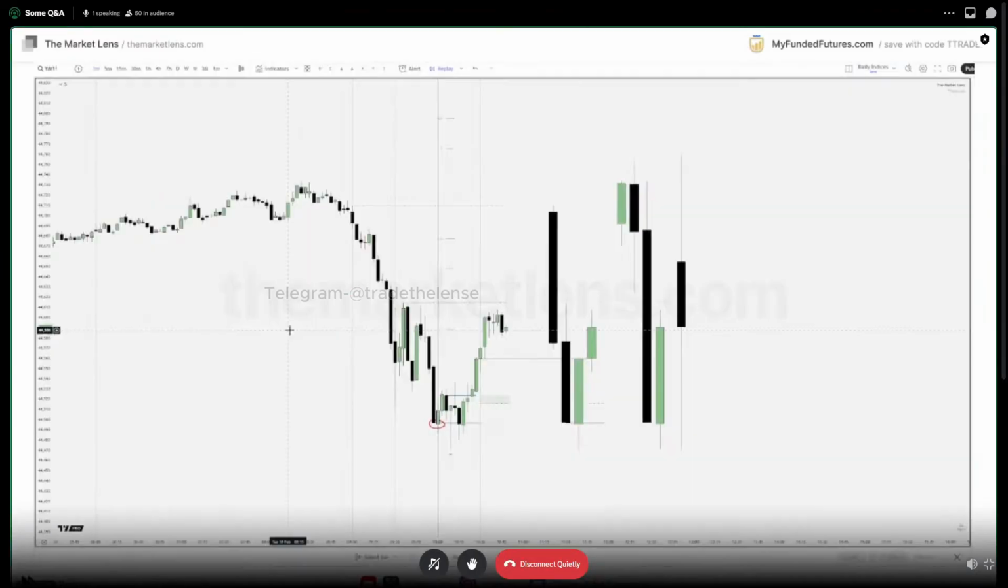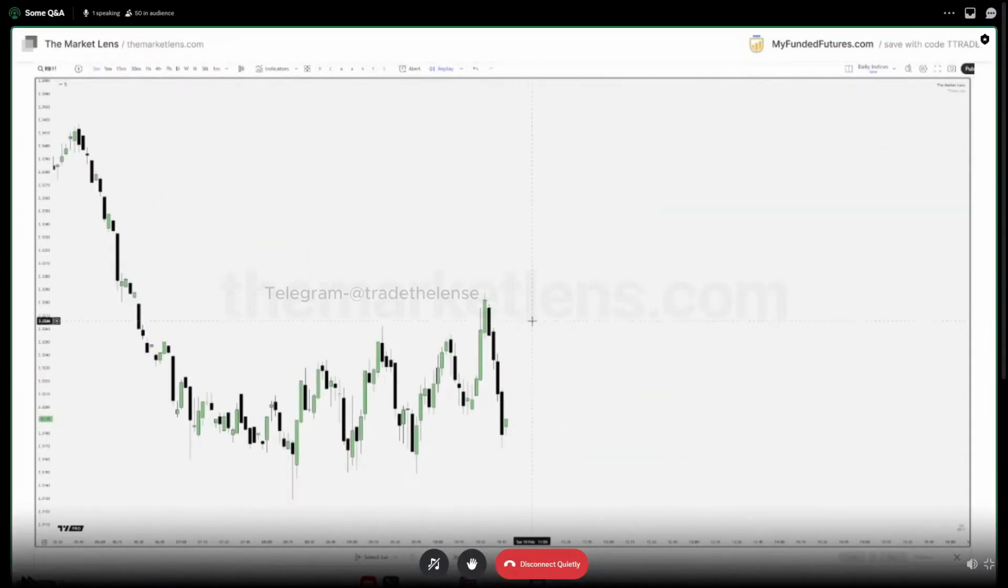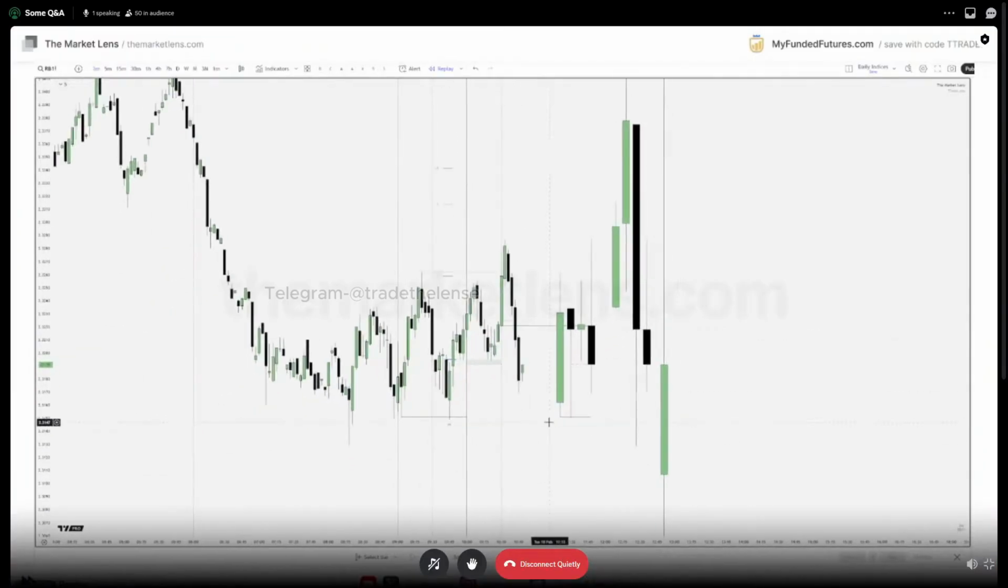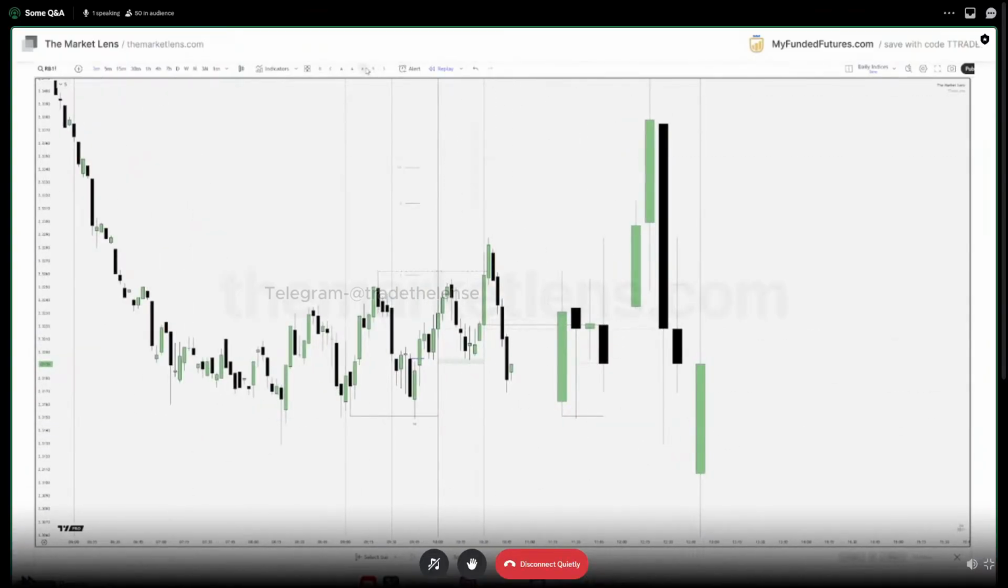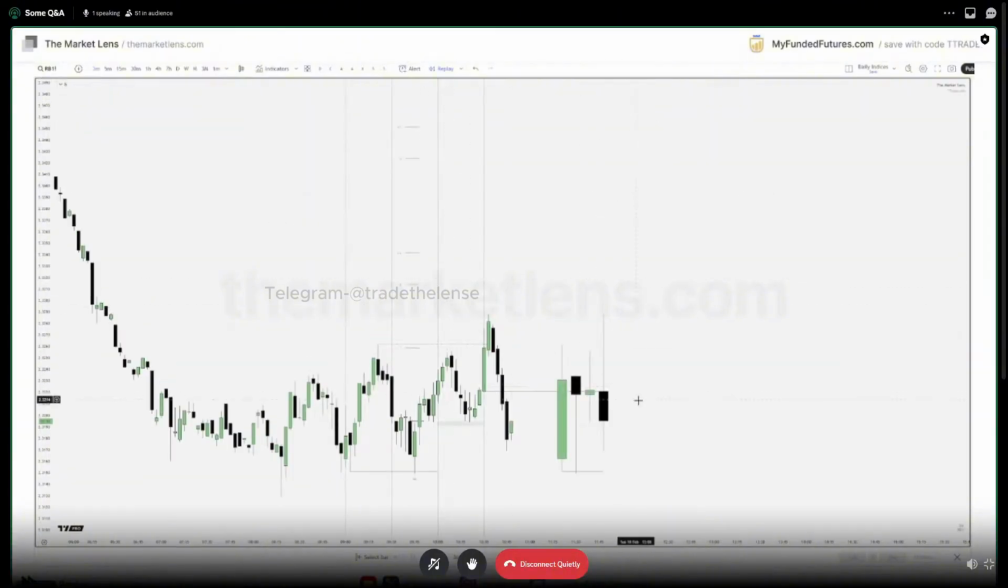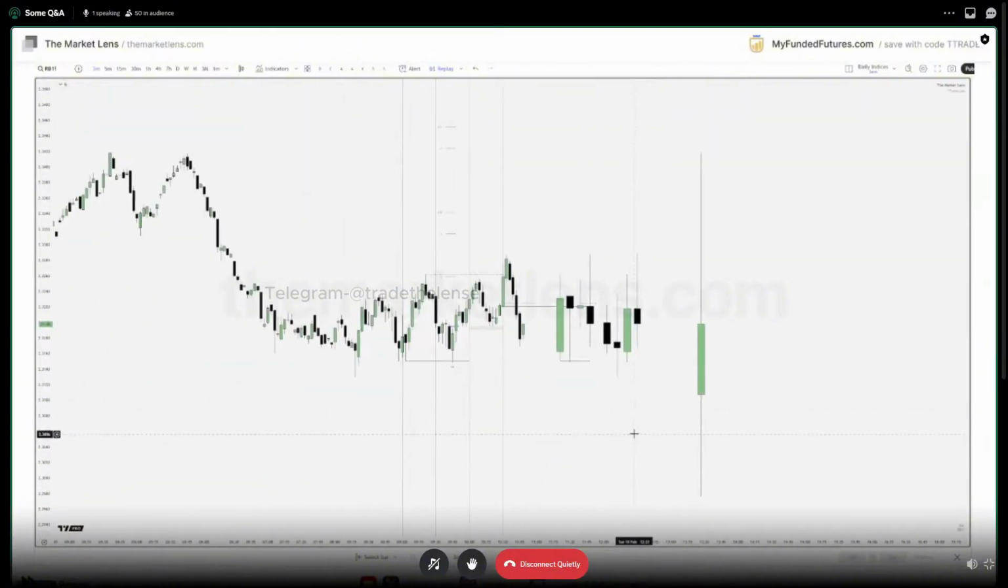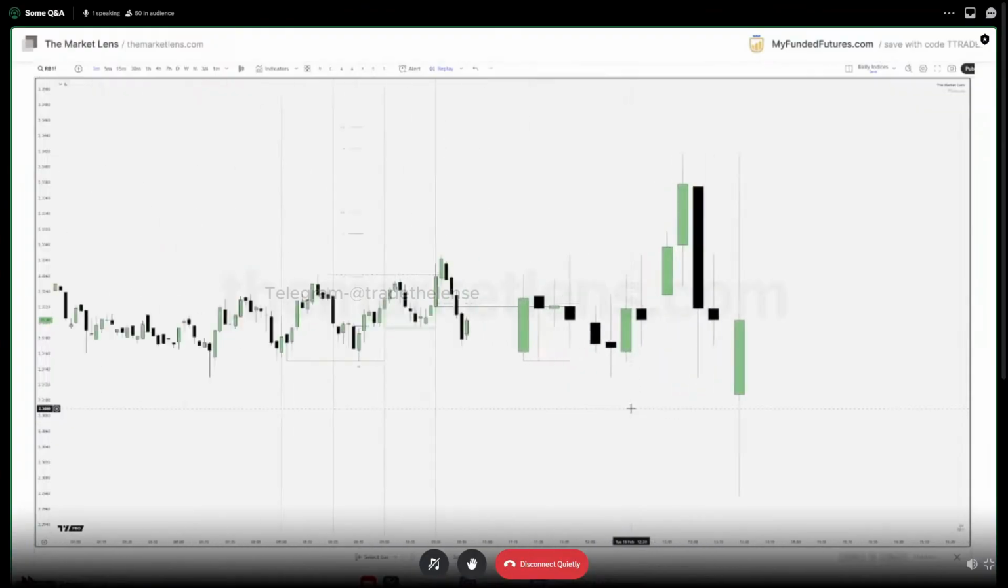So real quick, we're going to look at this one because someone was talking about it. RB. And we'll click on the little X. It's just more consolidation than anything.